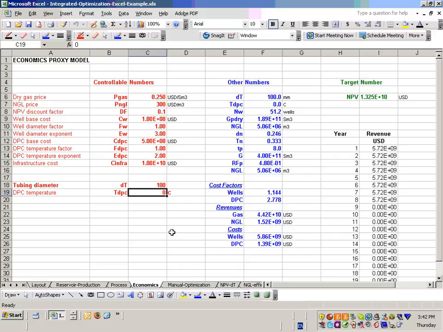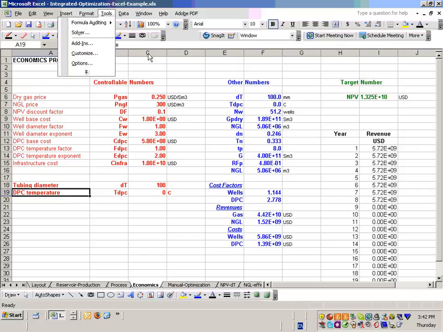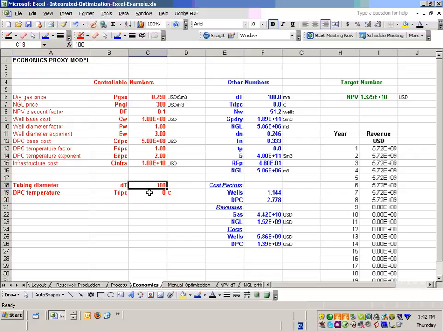In the same sheet, we've got the target, the tubing diameter and the temperature. Now we can go back and try again. The variables have to be on the same sheet, but the logic and the functional relationships can be elsewhere. The variables also have to be on the same sheet as the constraints and the objective. It's just a Solver requirement.